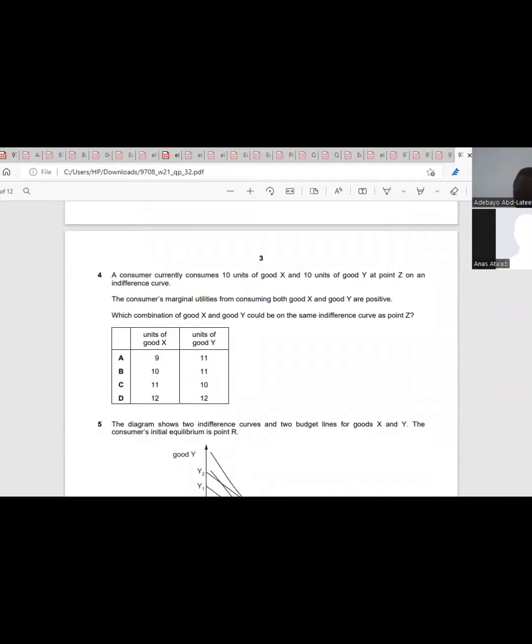A consumer currently consumes 10 units of good X and 10 units of good Y at point Z on an indifference curve. The consumer's marginal utilities from consuming both good X and good Y are positive. Which combination of good X and good Y could be on the same indifference curve as point Z?